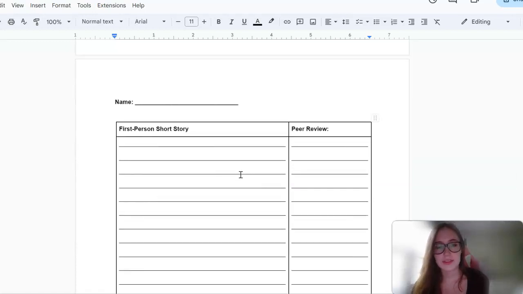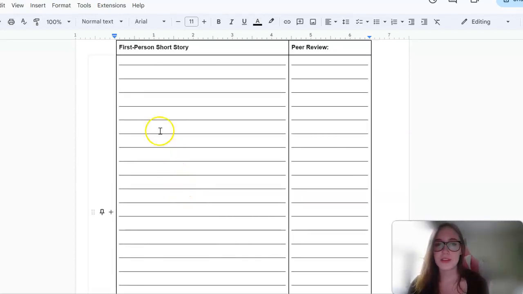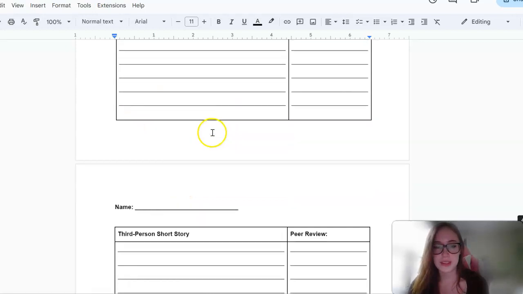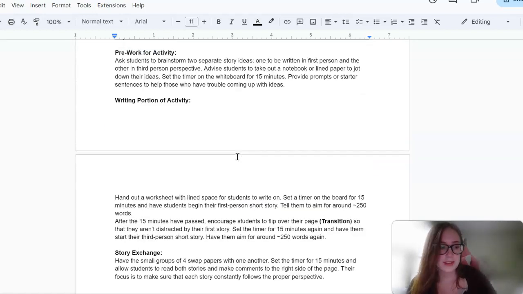So for the first 15 minutes, they would write their first person short story, and then when the timer's off, be advised to flip over their paper so they're no longer distracted by the first story and start working on their second story for another 15 minutes.